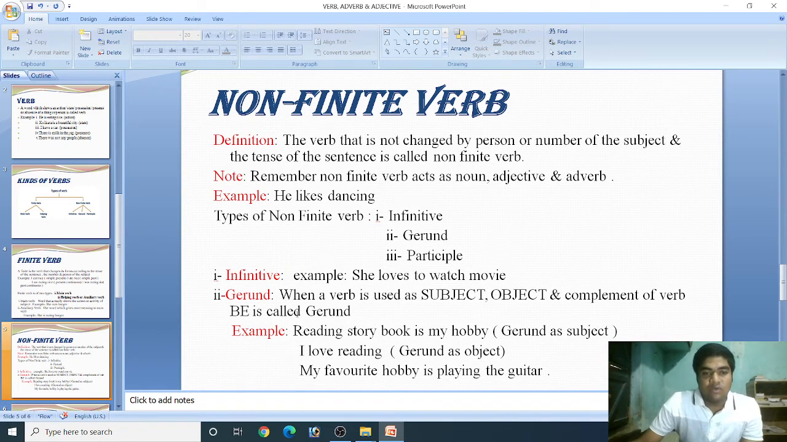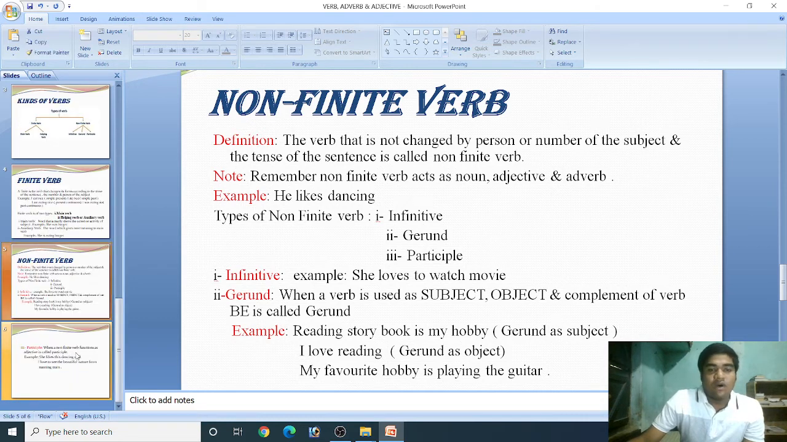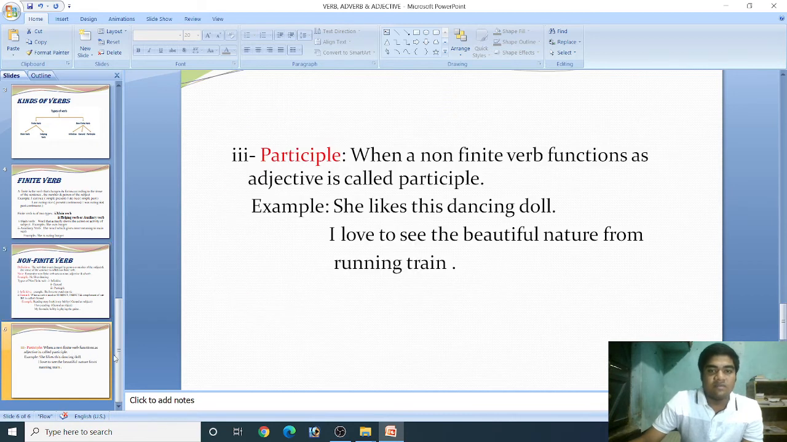Okay, so I hope you understood infinitive and gerund. All are non-finite verbs, and infinitive is sometimes used as adverb, and gerund is used as subject, object, and complement of be verb. Then the last one, that is participle. The last type of non-finite verb is participle.